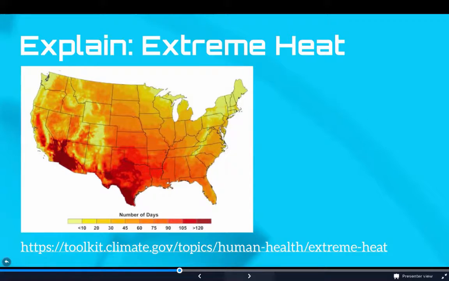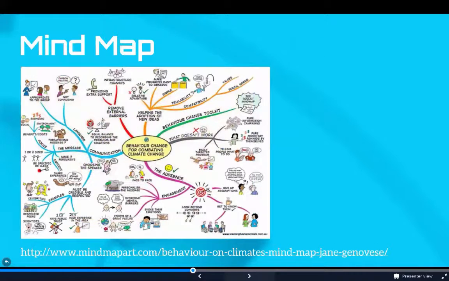Another way that you could look at this with students in terms of the Explain is to look at extreme heat. Again, we can go back to the toolkit and we can look at a map of the United States. And you can actually have students start to think about, using a mind map or some other tool, how human beings combat extreme heat. So this is an example of a mind map. It's behavior change for combating climate change.